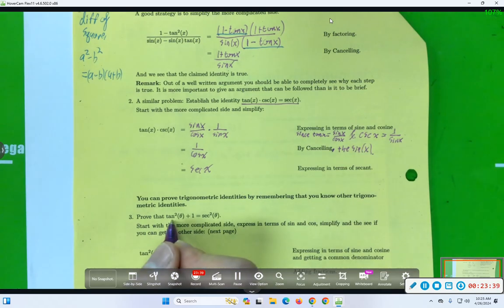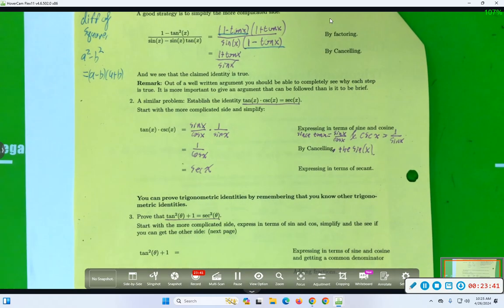Here's an identity that is often called a Pythagorean identity. There are really 3 Pythagorean identities. There's sine squared plus cosine squared equals 1. There's tangent squared plus 1 equals secant squared, and another that appears on the bottom of the page. Let's try to prove this identity.